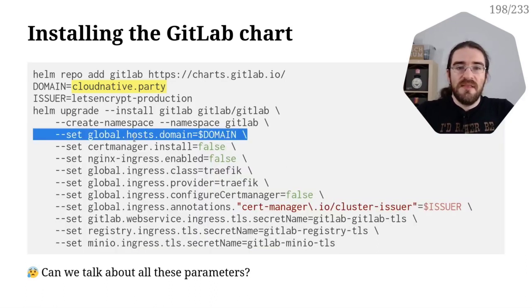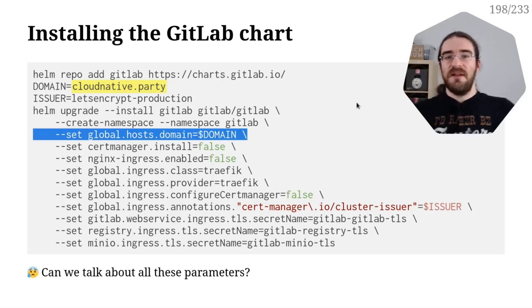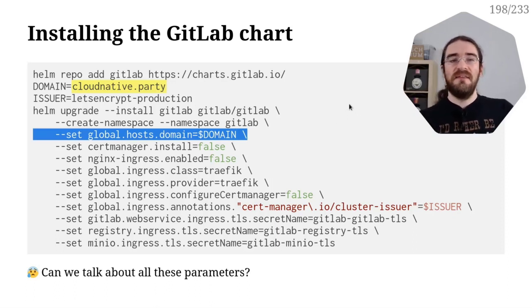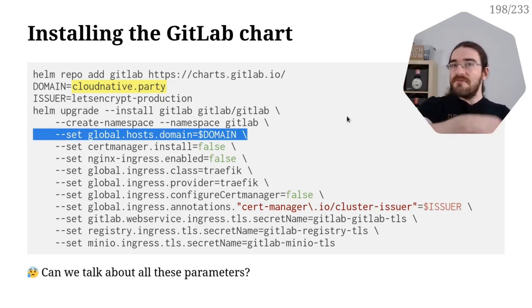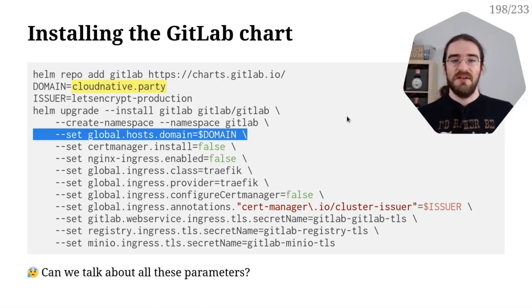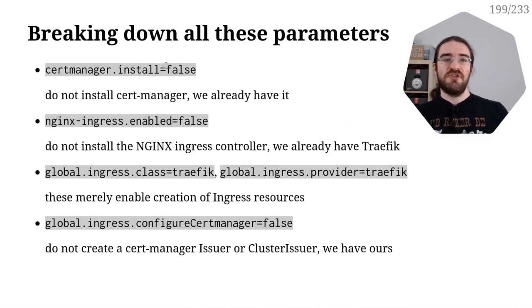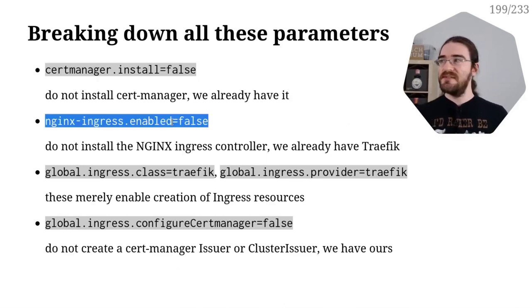Okay, so that one is relatively self-explanatory. We set the domain that GitLab will use to generate all its URLs. So there are lots of other parameters that are going to be set from that one. So the address of GitLab, for instance, is going to be gitlab.that domain.